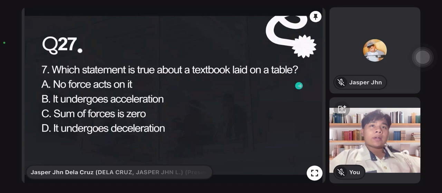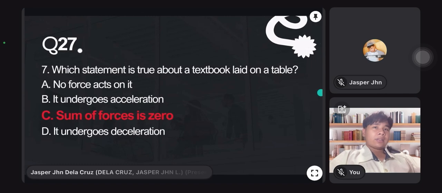Now, number 27. Which statement is true about a textbook laid on a table? Letter A, no force acts on it. Letter B, it undergoes acceleration. Letter C, sum of forces is 0. And letter D, it undergoes deceleration. So which statement is true about a textbook laid on a table? So what do you think? The answer would be letter C, sum of forces is 0.